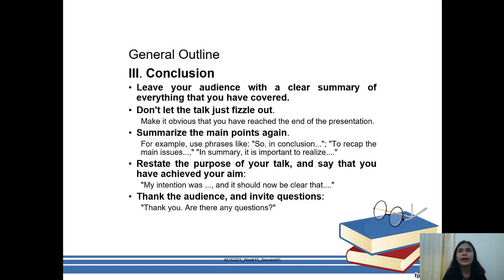Okay, so let's just summarize very quickly. There should be an introduction. You try to engage with the audience, draw their attention to you, and then in the body part, make sure it's clear. You can use visual aids if you think it's good. And then in the conclusion part, make sure that you have a clear summary and that you have your points elaborated again. And then after that, you thank the audience and invite questions.